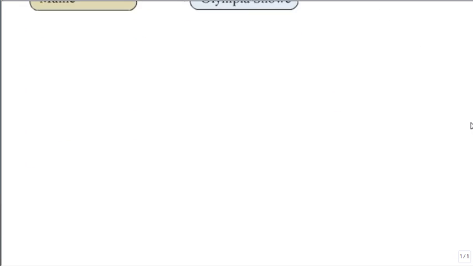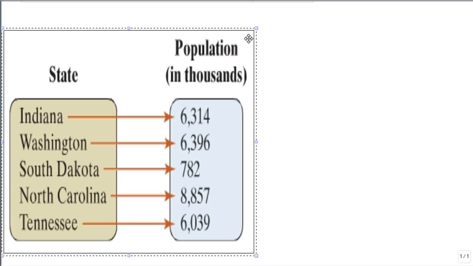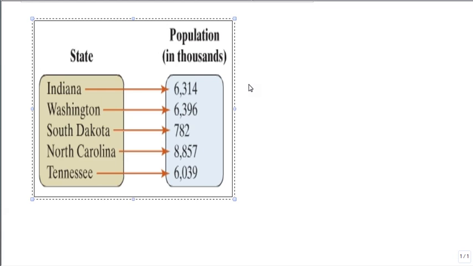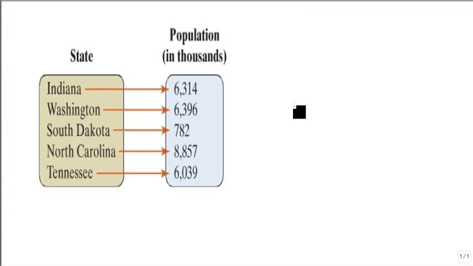So are there mappings then that work? Well, let's try this one. Shrink it down just a little bit. So this is states to populations. And if you look carefully at this one, you'll notice Indiana has only a single arrow coming out of it. Washington, single arrow. South Dakota, single arrow. North Carolina, single arrow. Tennessee, single arrow. All of these have a single arrow, so this is a function.